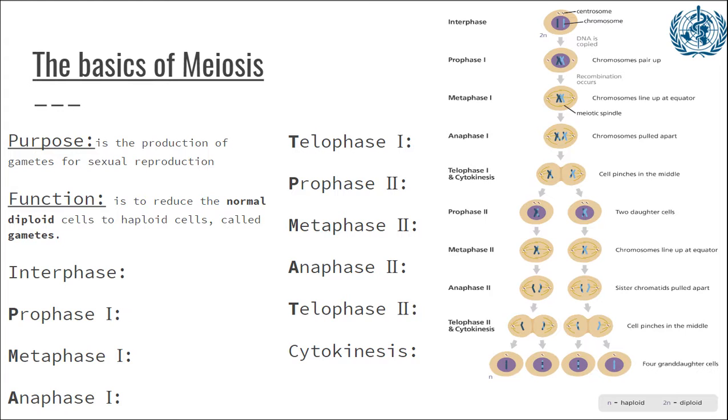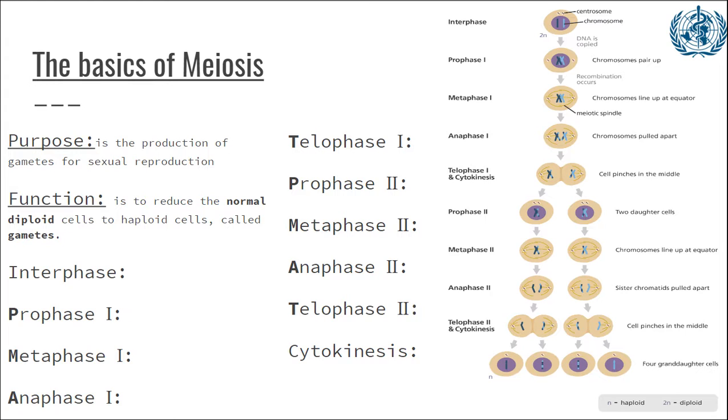Then the final letter in PMAT, the T for telophase 1, where a membrane surrounds each separated chromosome located on the opposite poles of the cell to create 2 nuclei. And in the final stage, we have cytokinesis, where basically the single cell splits into 2 nuclei.